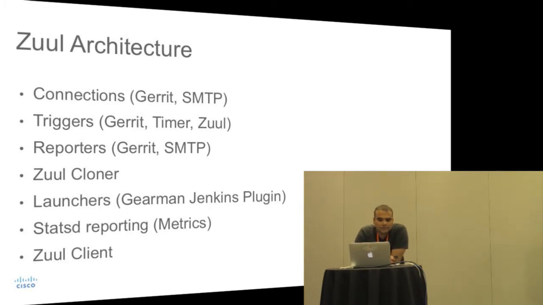It has reporters, again Gerrit and SMTP, so it reports back into the connections. So in the form of voting, emails, it can also send nice bar graphs and pie charts.